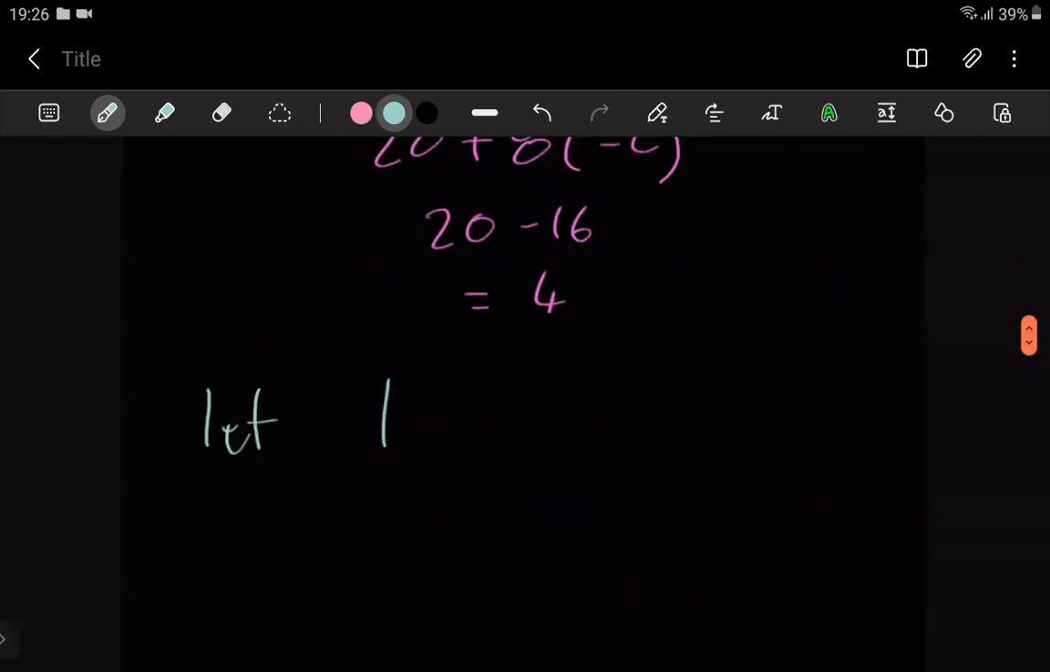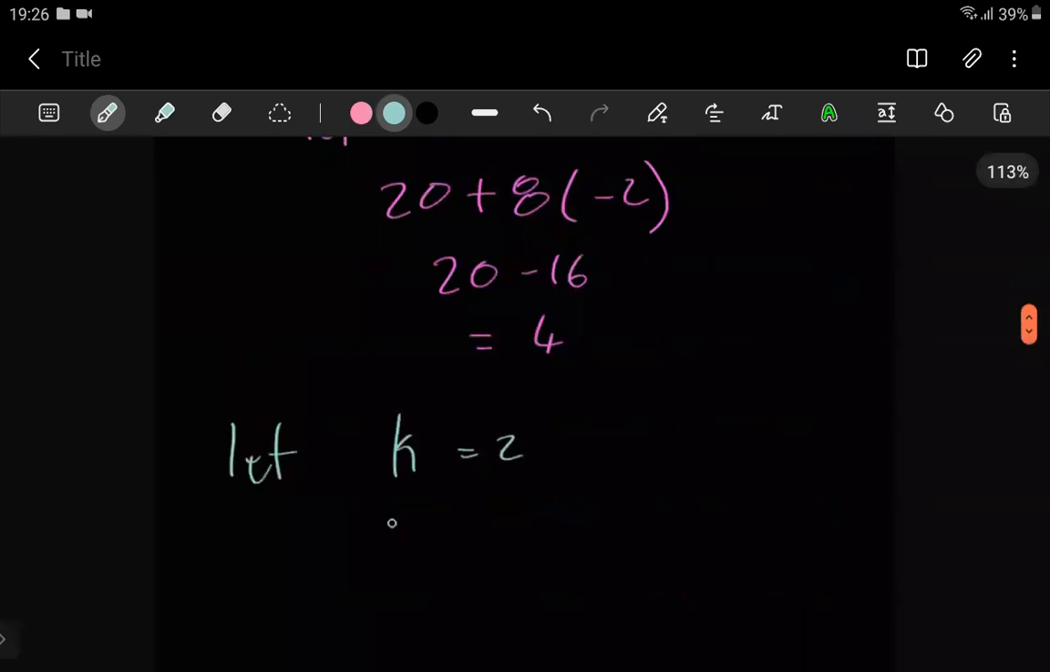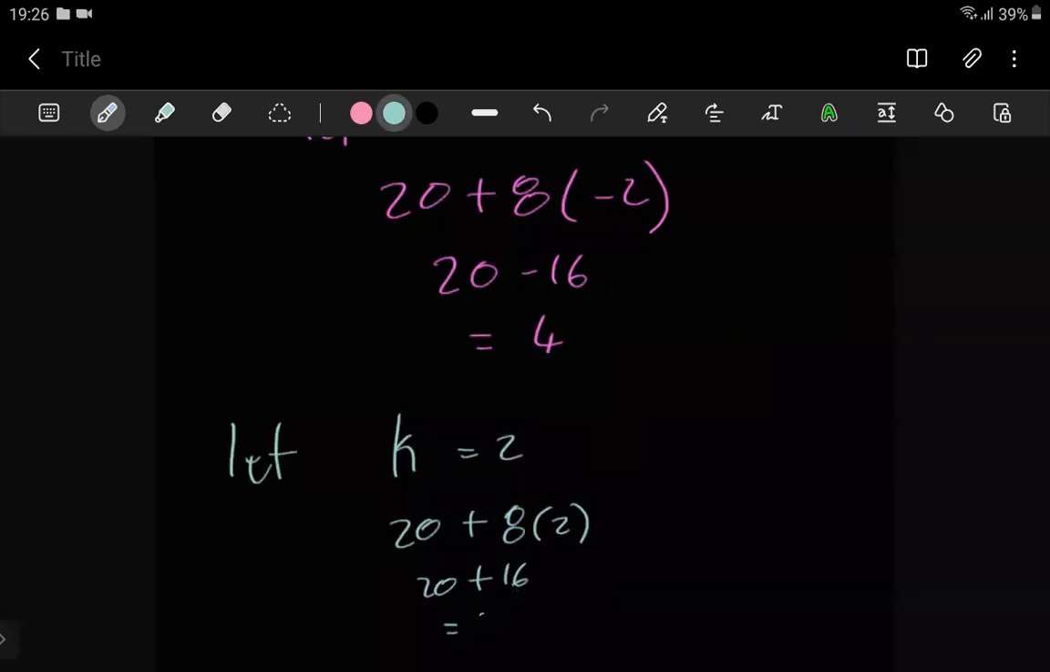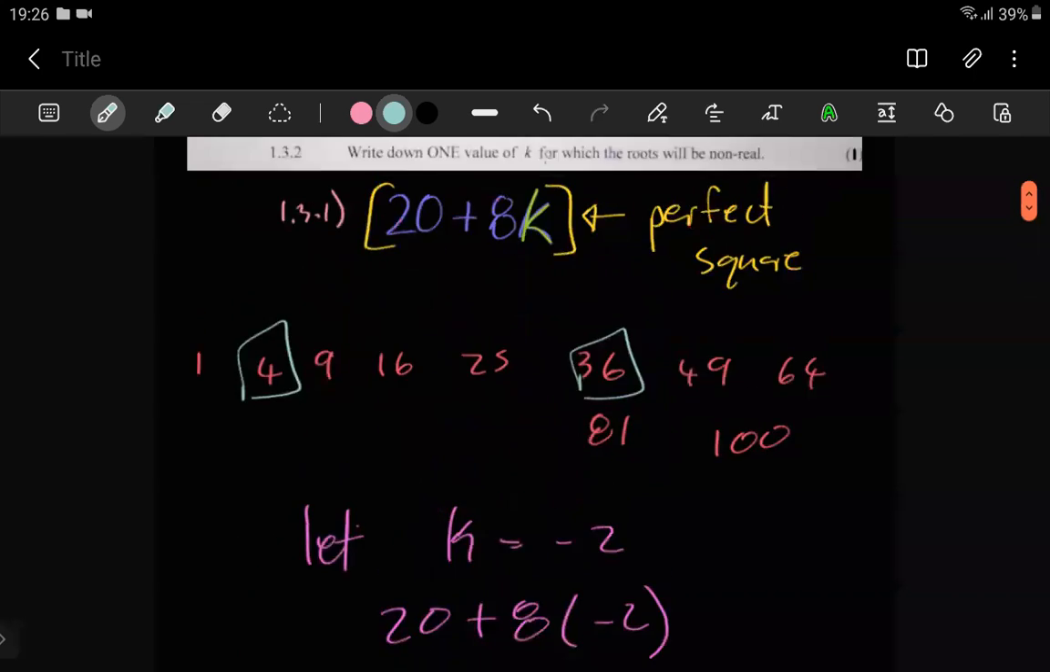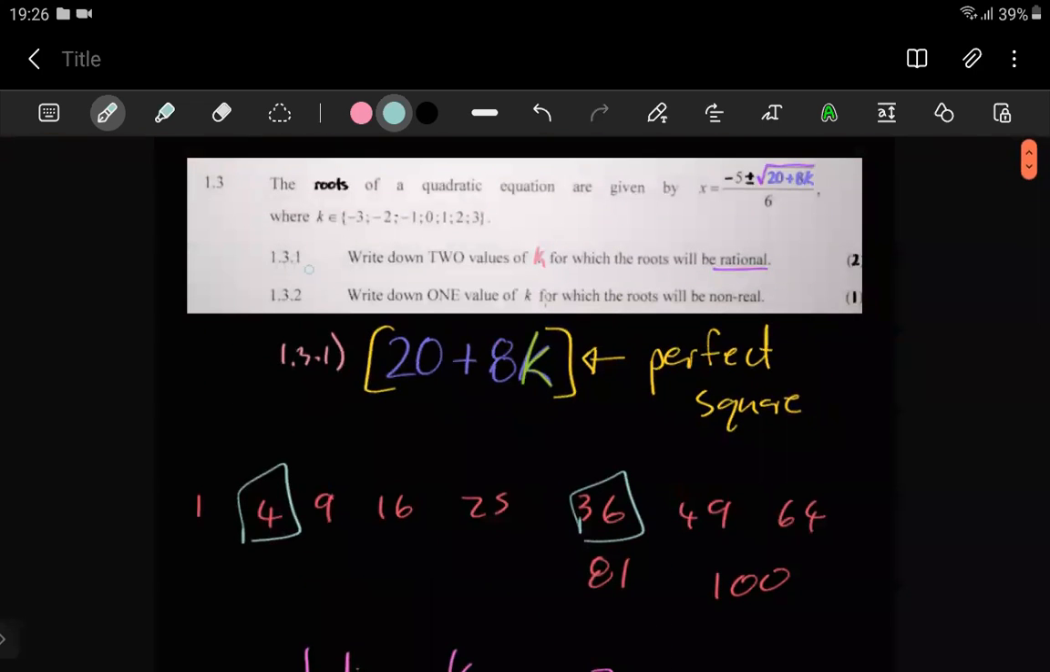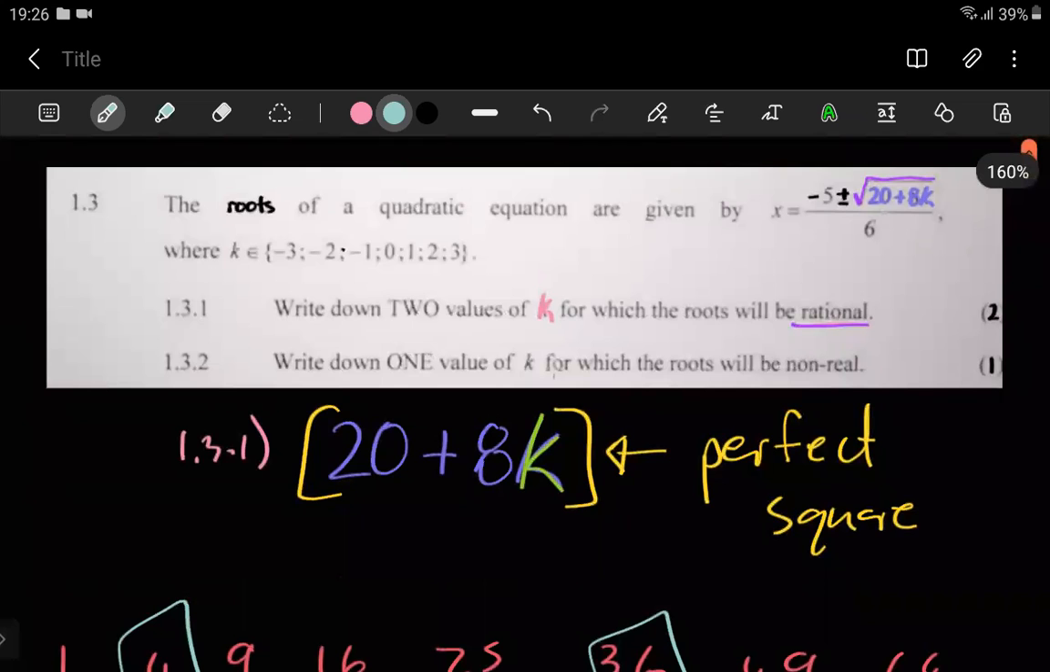So here, let's just test it out. Let k equal 2. If k is 2, as you can see, we're going to have 8 times 2, which is 16, 20 plus 16, which is 36. So yeah, that's fine, you see. So that's how you would work out something like 1.3.1. We want to work out a value of k where this thing here is going to be a square number. For 1.3.2, you're going to do something similar, right?